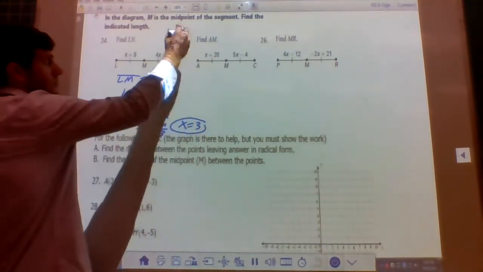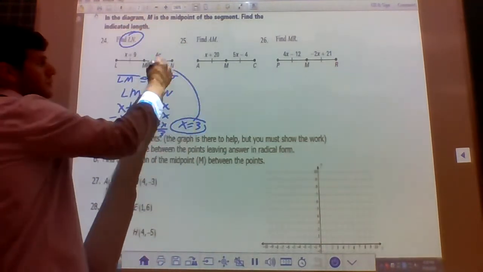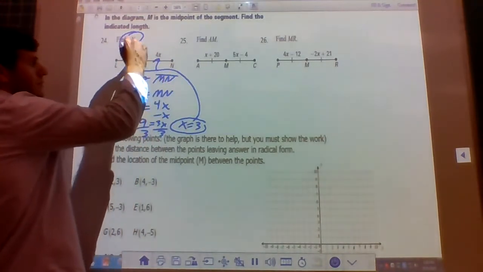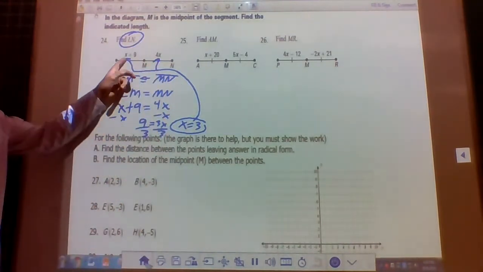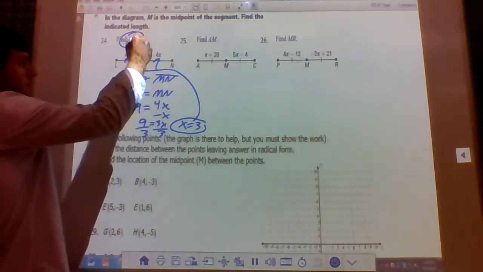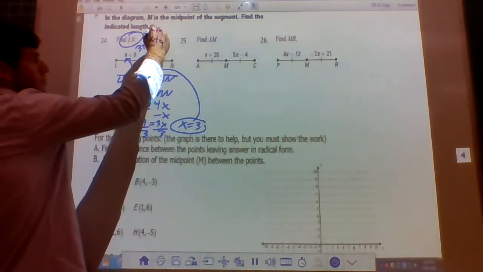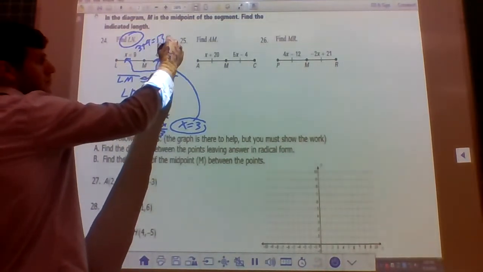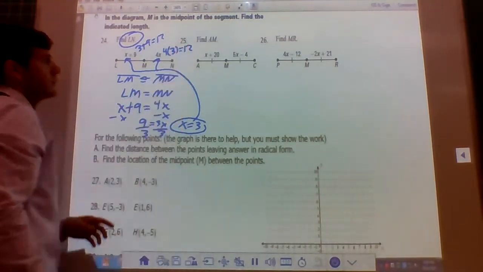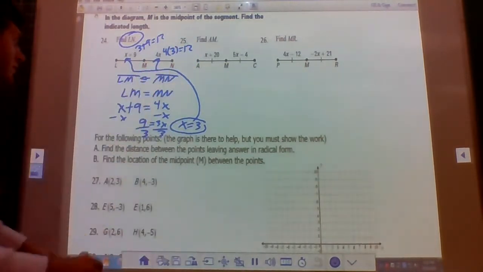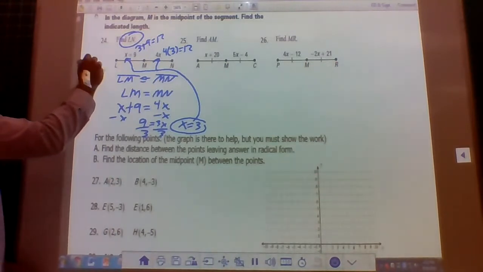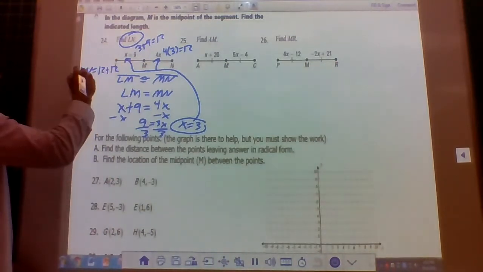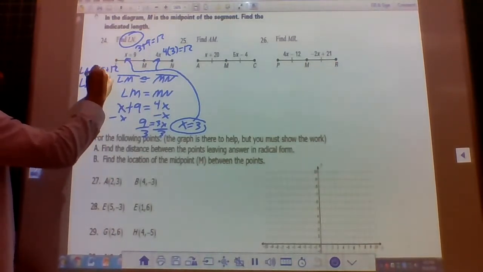Our goal, though, is to find LN. So we need to substitute this back in for x. So we're going to get 3 plus 9, which is 12. And 4 times 3 is 12. So LN is 12 plus 12, which is 24.